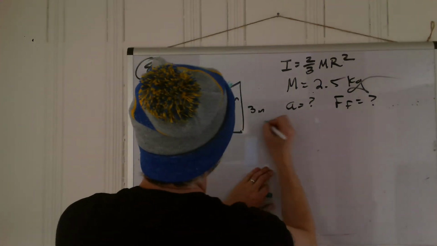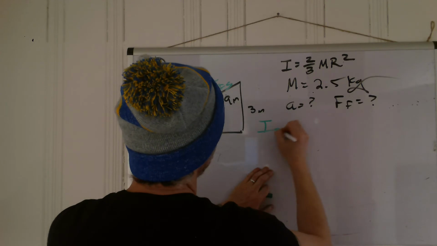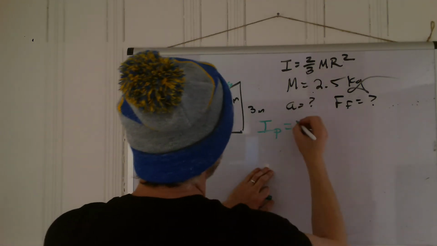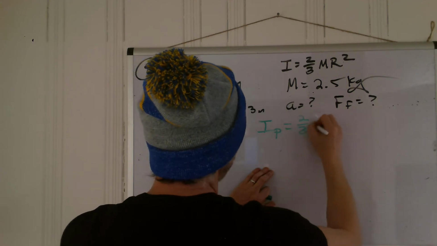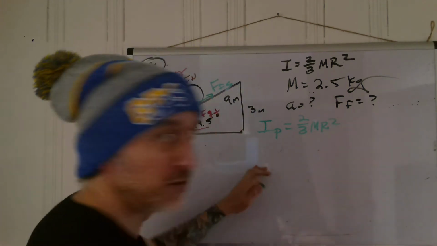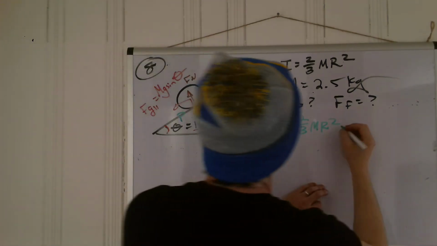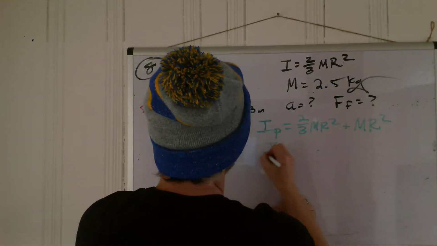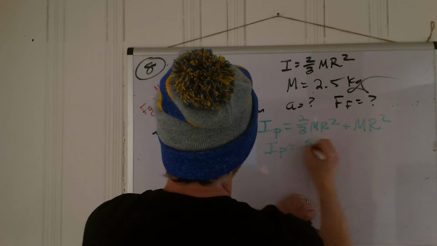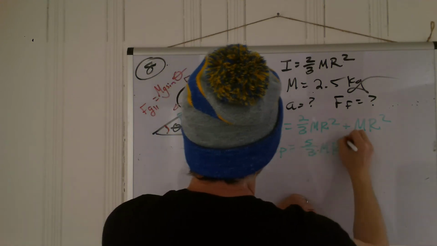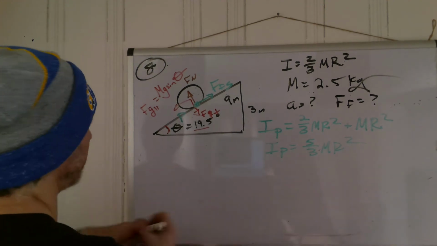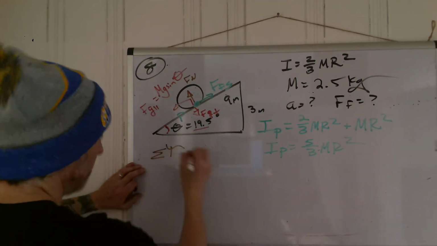So what I need to do is find my rotational inertia about that pivot point. That's going to be the rotational inertia about the center of mass plus mh squared, where h is just your radius. So the rotational inertia about our pivot point ends up being 5/3 mr squared. Now I'm going to write a net torque equals net torque equation.